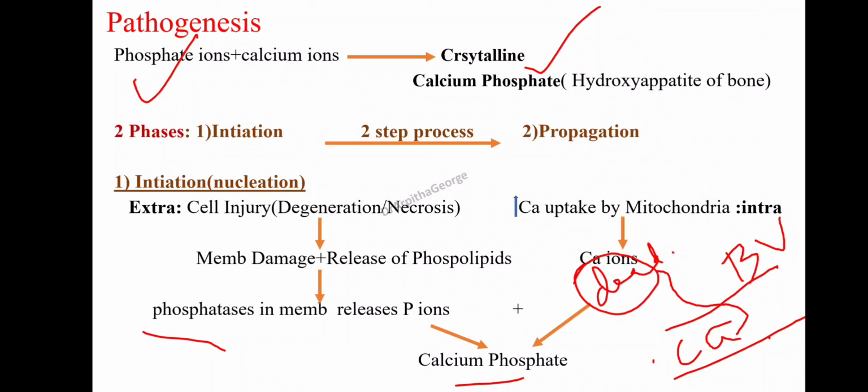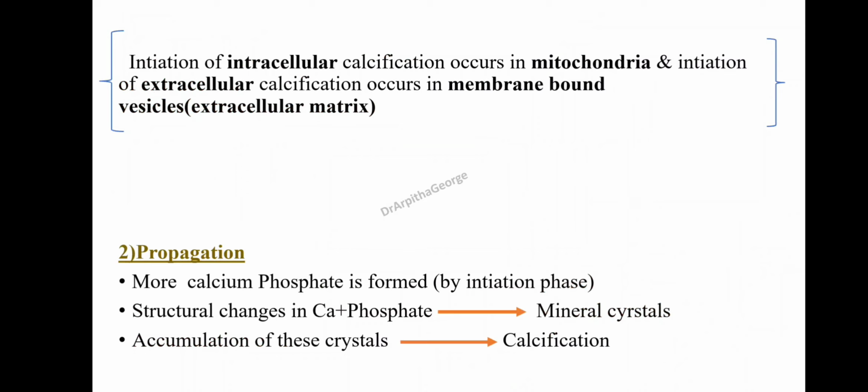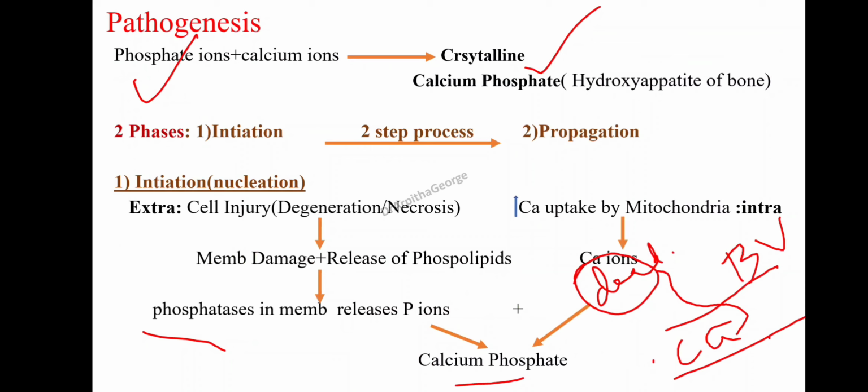Calcium phosphate, isn't it? You can see the calcium phosphate. Then again, I told you, it is a combination of two processes. Initiation already happened, then propagation. Propagation means after this formation of calcium phosphate, more calcium phosphate will be formed, right? How will more calcium phosphate be formed?